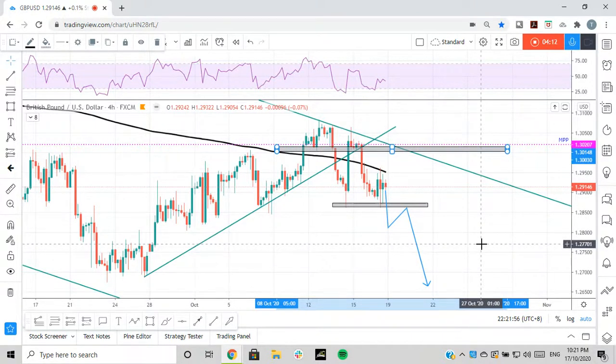Okay, so this is how I'm going to trade for pound USD at least for next week, and hopefully you'll be able to make some pips for pound USD.